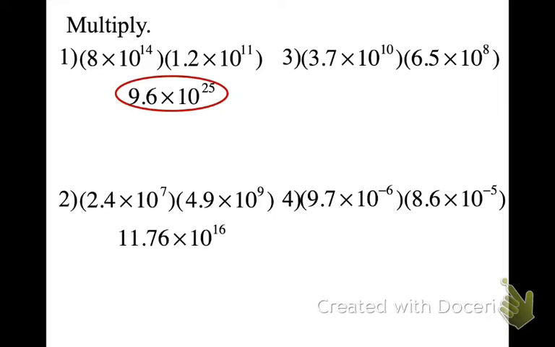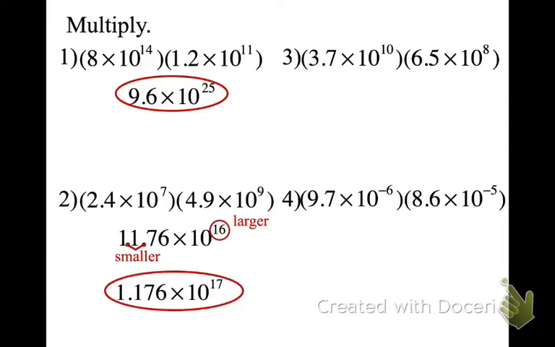Number 2, is this scientific notation? So raise your hand if you can tell me what I would do. Carter? You need to move the decimal 1 time to the left. Okay, and so it becomes 1.176. And does the 10 to the 16th get smaller or bigger? You turn it into 10 to the 17th. So if this gets smaller, okay, let's look at the next one.